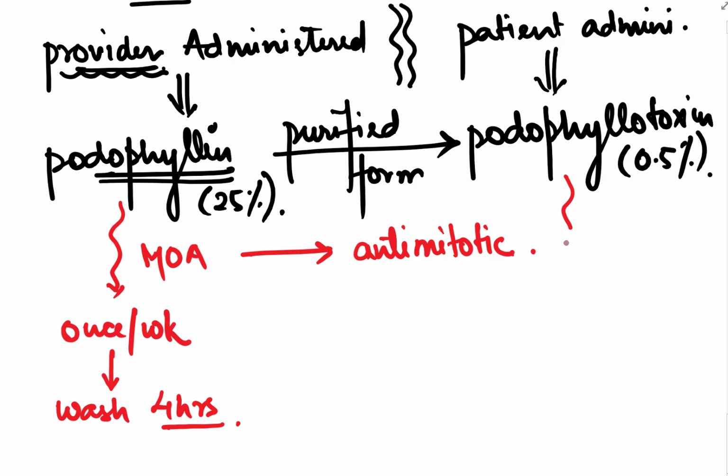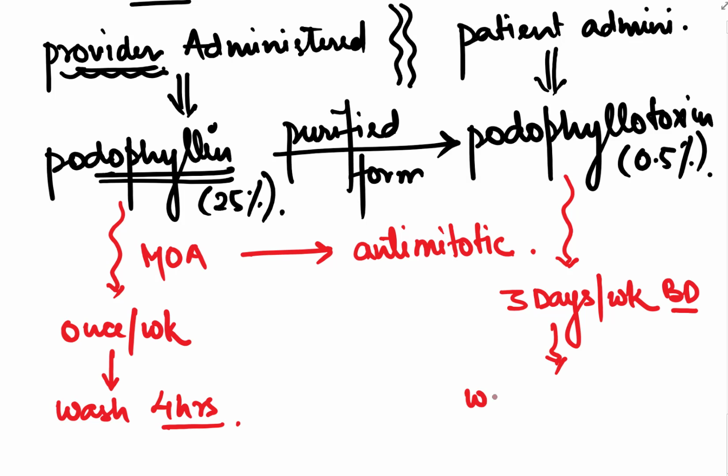While in podophyllotoxin, we ask the patient to apply 3 days in a week. So we ask the patient to apply for 3 consecutive days in a week, twice daily, and then wash these after 8 to 12 hours. So here we apply for 4 hours and then wash, and here we apply for 8 to 12 hours and then wash.